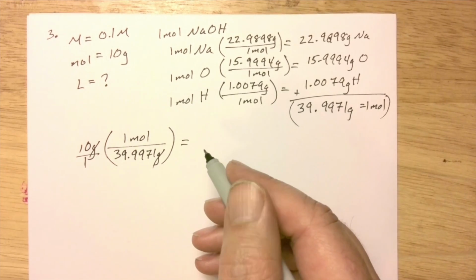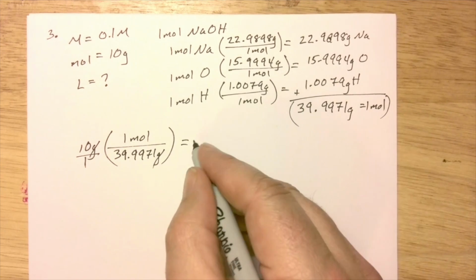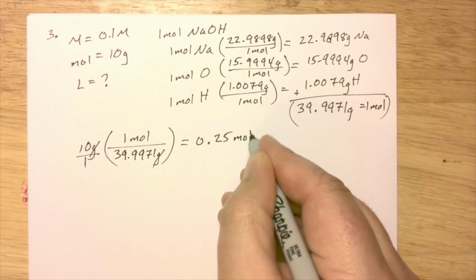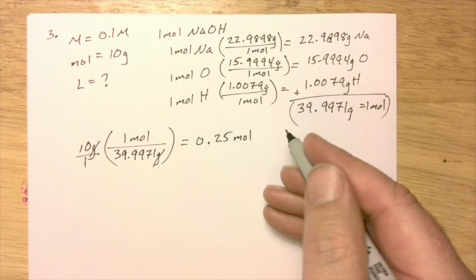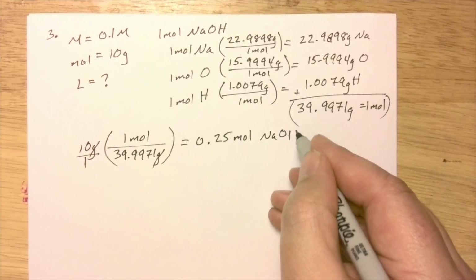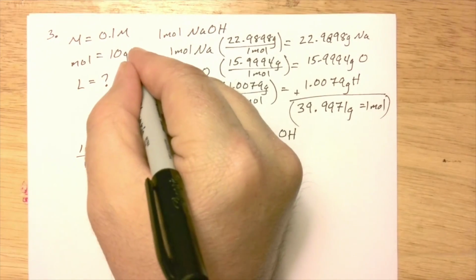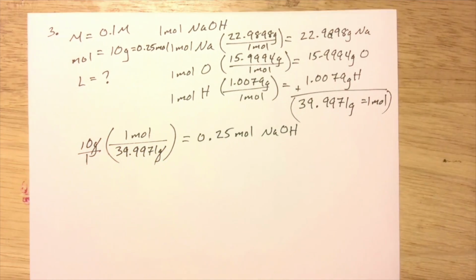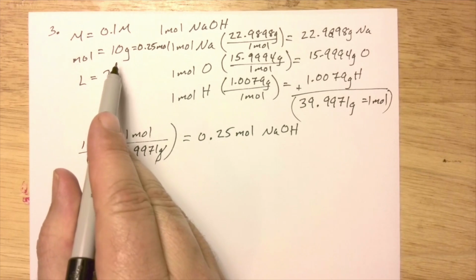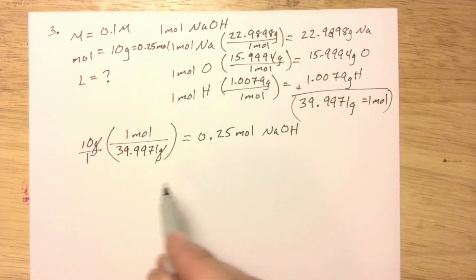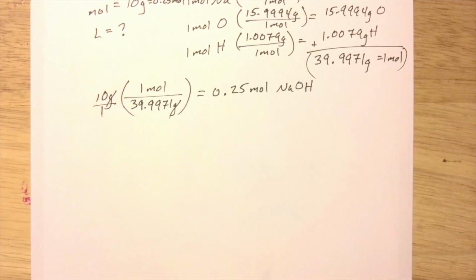And when you do that, you end up with basically 0.25 moles. Not exactly, it's a little bit greater than that, but for all intents and purposes it is 0.25 moles of sodium hydroxide. So now I have my answer that I need for here. So 10 grams of sodium hydroxide is basically 0.25 moles. So now I need to go ahead and solve for how many liters that is going to be.